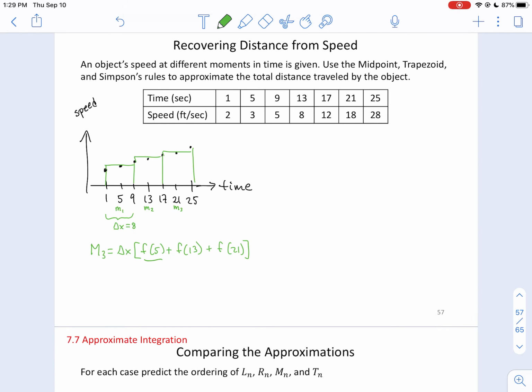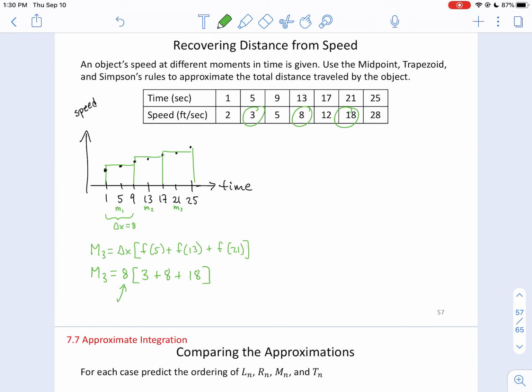Now when you plug 5 into this function, that's like just saying, here's the input, right below is the output. That point right there was a height 3. So the height of the first rectangle, if you will, is 3. We use the outputs, which are the speeds. We're going to use those three outputs to correspond with the inputs of 5, 13, and 21. And so we get M3 is equal to delta x was 8, f of 5 was 3 feet per second, f of 13 was 8 feet per second, and f of 21 was 18 feet per second.